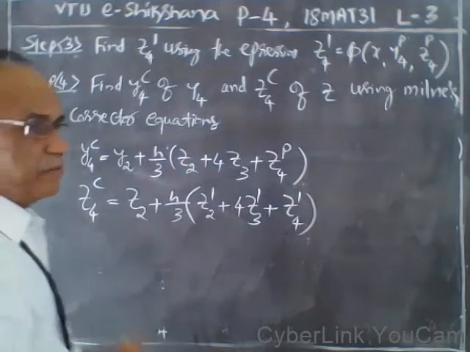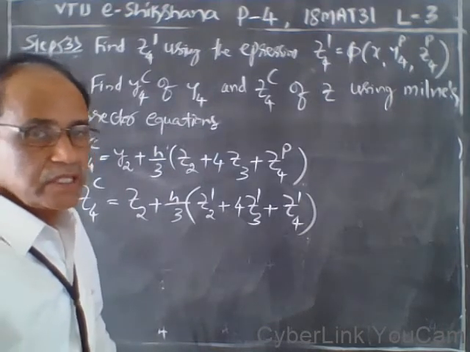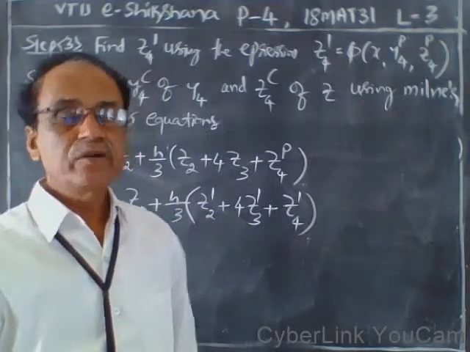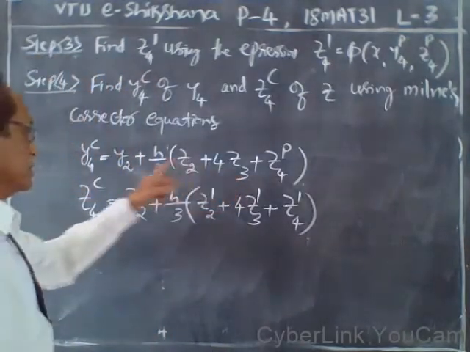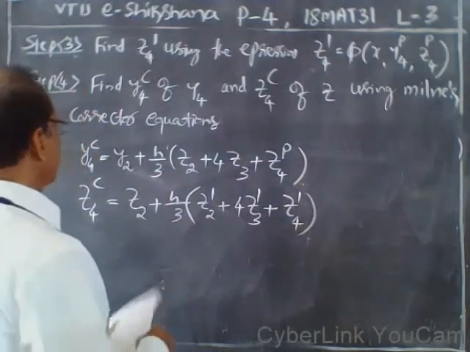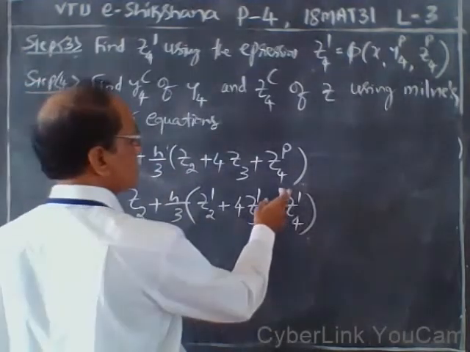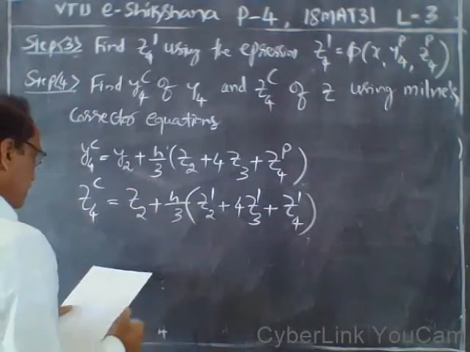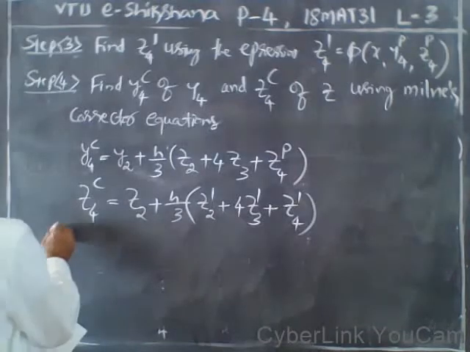Up to y3 the values will be given in the table. After y3, y4 is to be calculated. That y4 will be taken as the predicted value and it is to be substituted to calculate the y4 corrected value. And then after finding z4 dash, the z4 corrected value will be calculated. Then step 5.